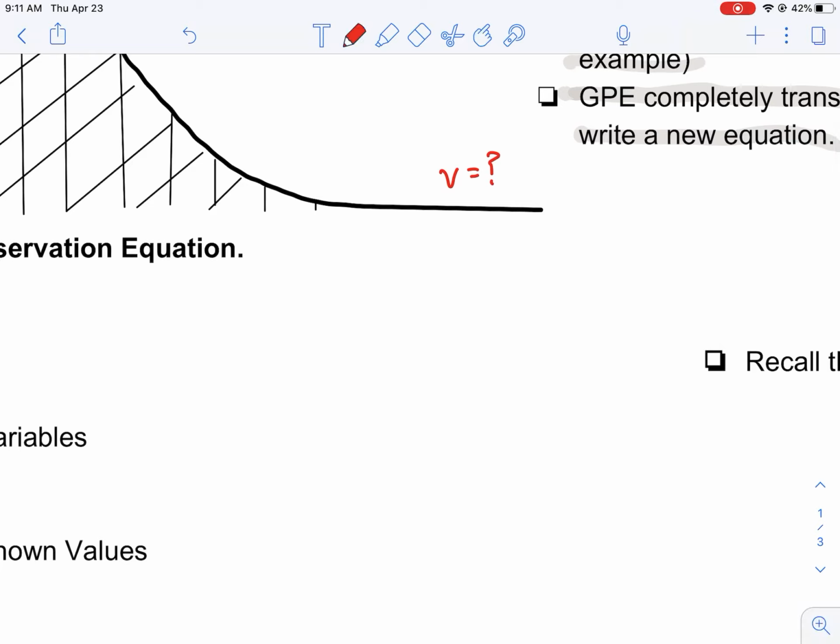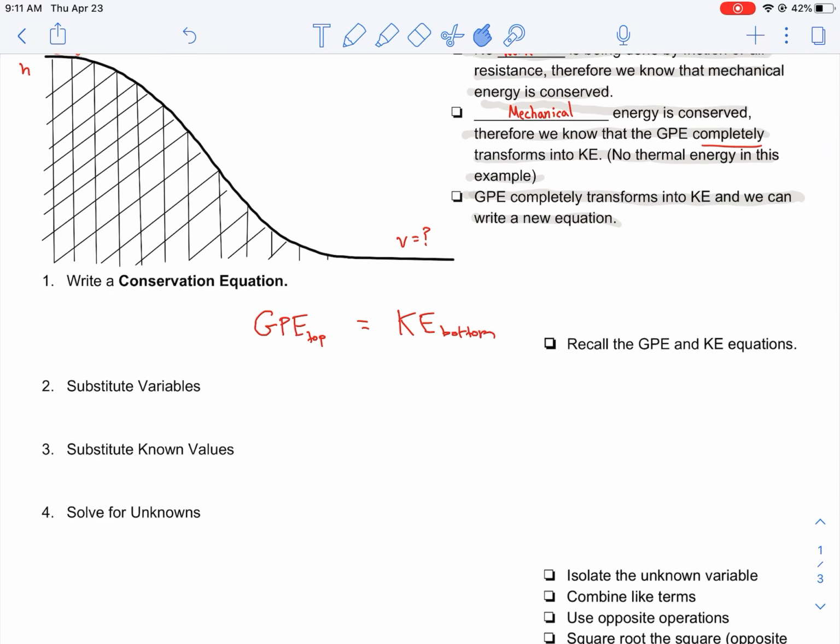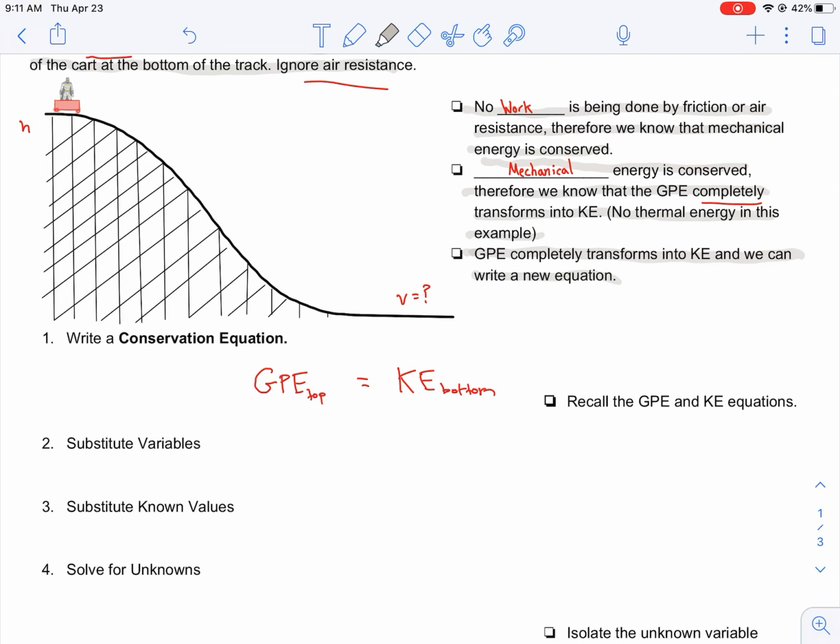I call this the conservation equation. So our conservation equation is we know that all of the GPE transforms into kinetic energy, so we could write this out in a new equation. GPE at the top is going to equal the kinetic energy at the bottom. Now let's make sure that we remember what we're trying to do here. We're trying to find the velocity at the bottom. So this is just the pathway that we get there.